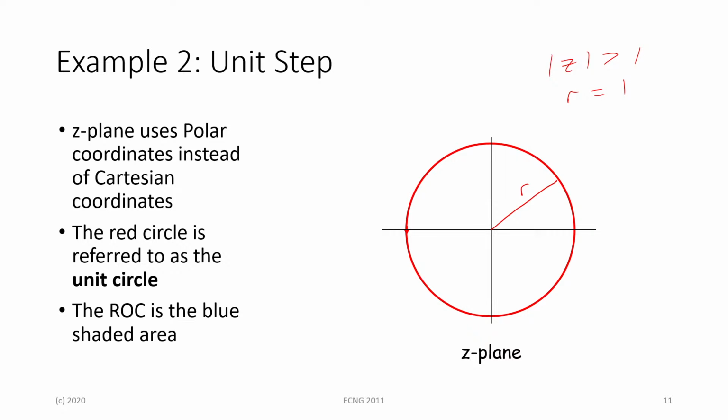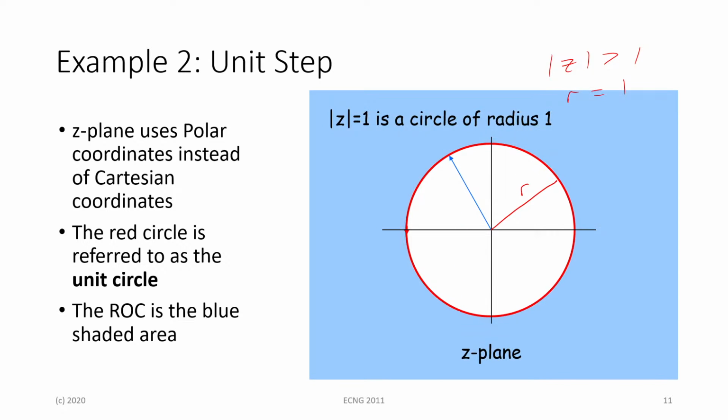Now, because modulus of z is going to be more than 1, and we're determining a region of convergence, that means everything outside the unit circle is going to be our region of convergence, because that's for everything with a radius greater than 1. If for some reason our region of convergence was modulus of z being less than 1, we would shade inside that circle instead, because the region of convergence represents the area where the radius of that circle is less than 1 accordingly.